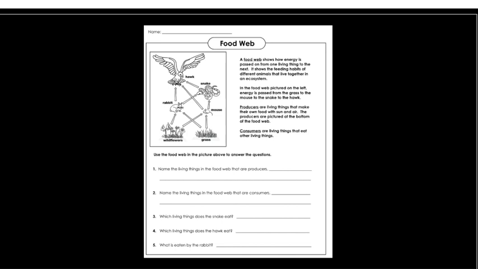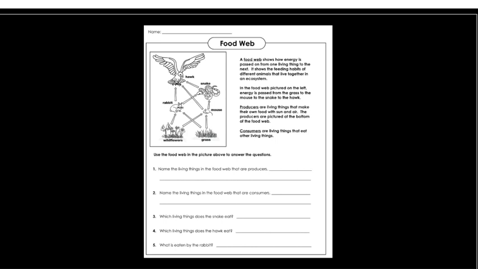Welcome back. A food web shows how energy is passed on from one living thing to the next. It shows the feeding habits of different animals that live together in an ecosystem. In the food web pictured on the left, energy is passed from the grass to the mouse to the snake to the hawk.